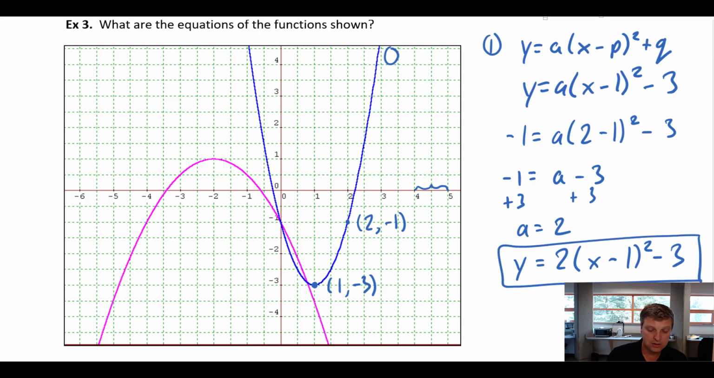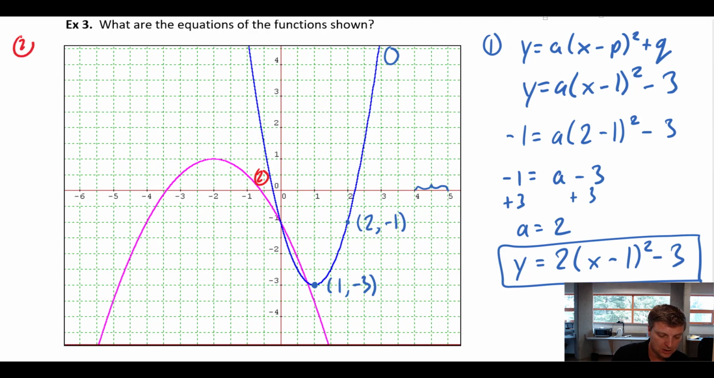Right? So let's do the same thing over here for this second function. I should point out, actually, just before I move on, that this value of 2 that I got for a seems to make sense. That graph looks like it might be a little bit compressed. It certainly is facing upwards, and that's what we would have expected. So we would have expected a positive value.